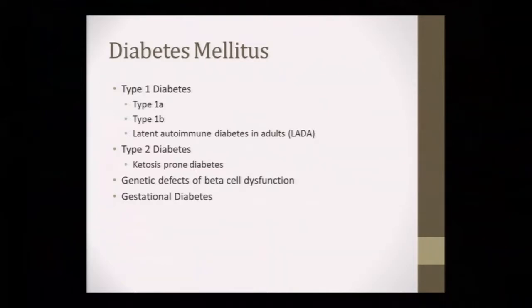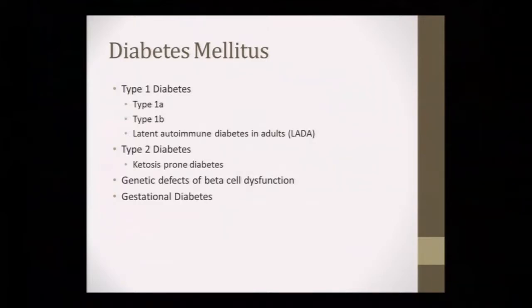You have your type 1A, which are your normal autoimmune antibody ones. And then you have type 1B, where you don't have antibodies, but you have the destruction of your beta cells and your insulin requirements, so they call it idiopathic. And then you have latent autoimmune diabetes in adults, where it presents a little bit later. You have autoimmune antibodies, and you may not need insulin at first, but it usually progresses to destruction where you're going to be requiring insulin.